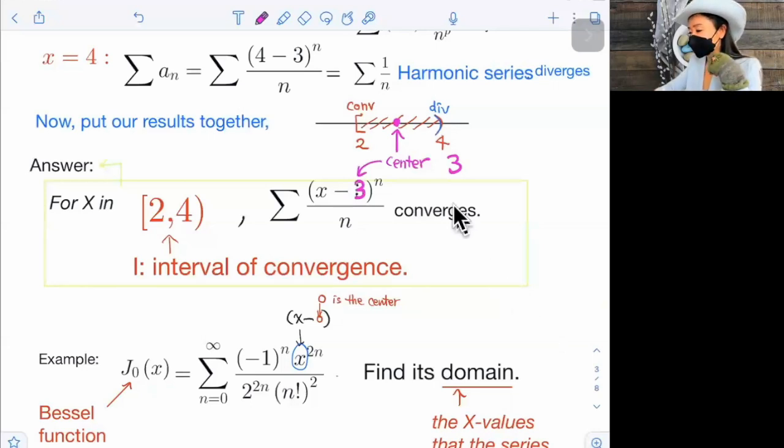So when you find the interval of convergence, this number here is always in the center of this interval. Okay? So we call this power series center as 3. That's in the center of this interval of convergence. Okay?